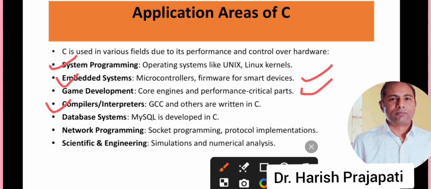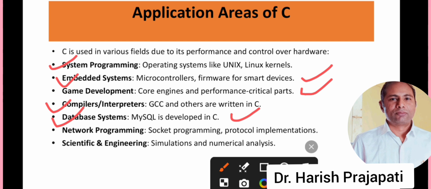In database systems, we have a lot of videos and images, so this is the database. For developing database systems also, we can use the C language. One of the database systems developed with it is MySQL.